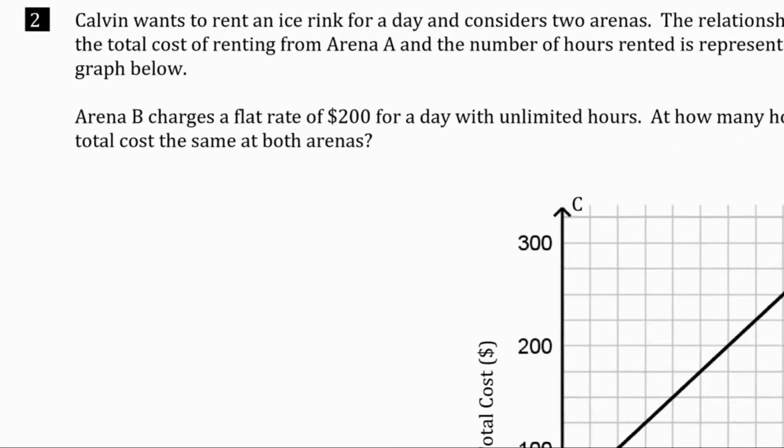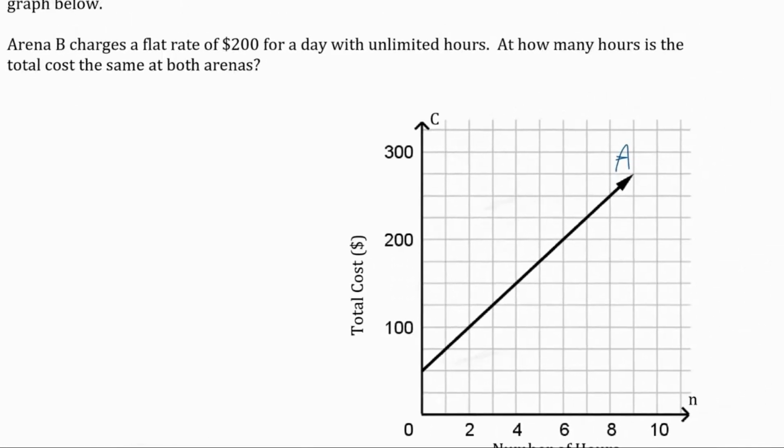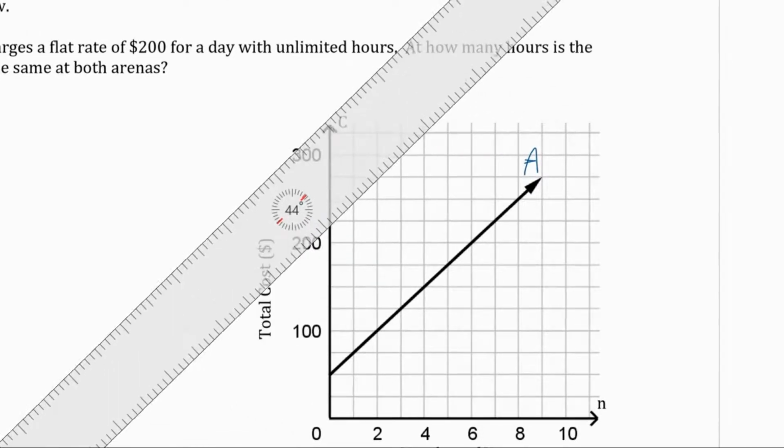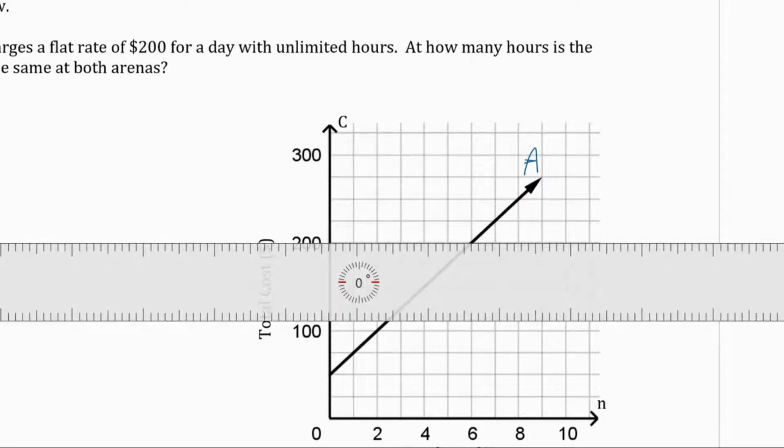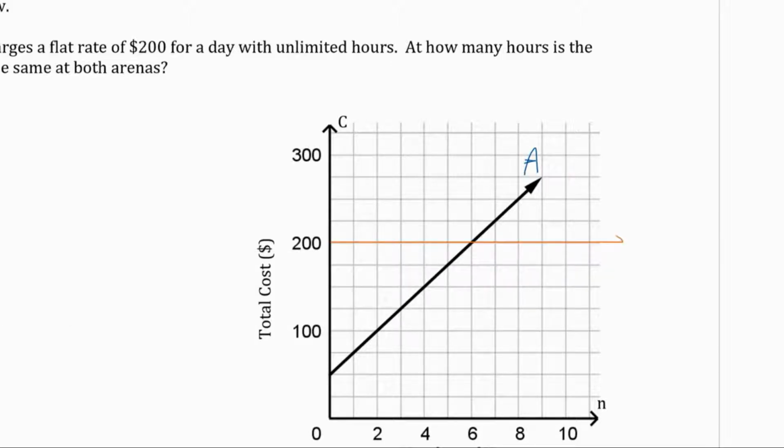Arena B charges a flat rate of $200 for unlimited hours, but that's for 0, for 1, for 2, for 3, for any number of hours. It costs $200. So I am going to graph that. And again, make sure you understand what this flat line means. That's Arena B. No matter how many hours you rent it for, it costs $200. That means it's going to be cheaper if you go a long time. For 10 hours, it's cheaper because you don't keep paying per hour.